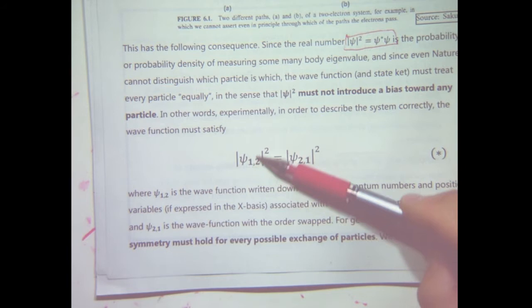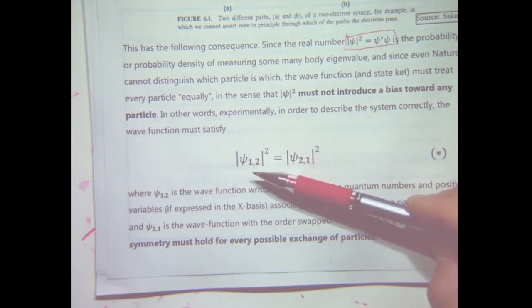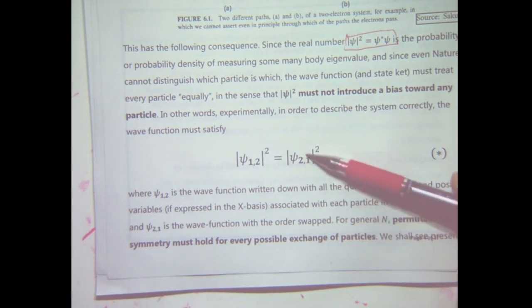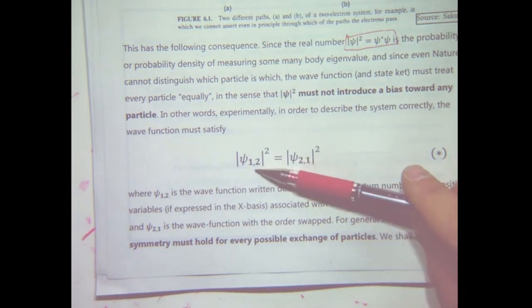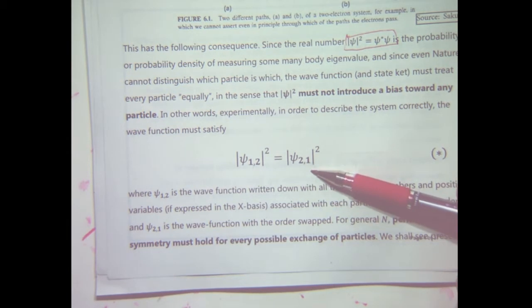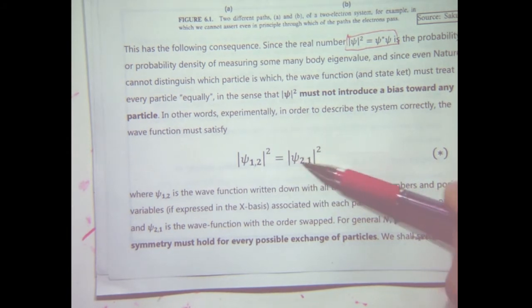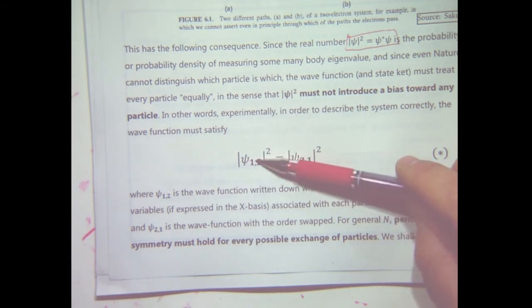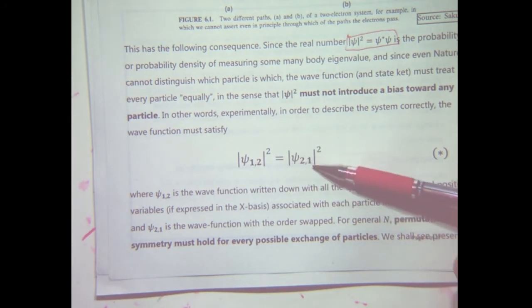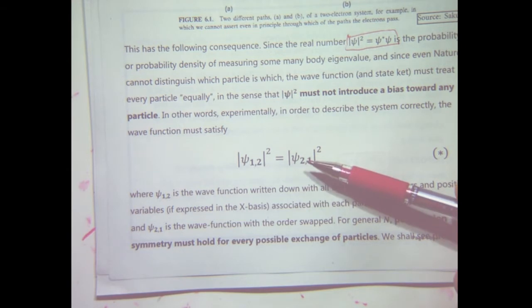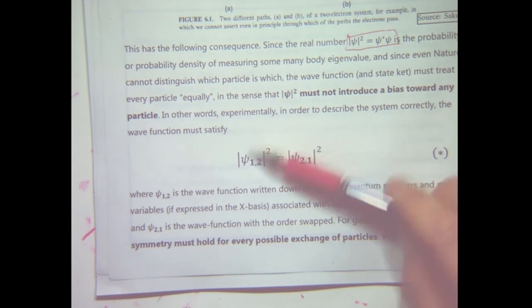If I swap the particles, if I rewrite the wave function with the particles exchanged, then the modulus squared of that has to equal the modulus squared of the original. So, to get to this wave function, you start with the wave function you write down initially. If you swap the pair of particles, then you've got to get exactly the same probability. If this is true, then the wave function hasn't introduced any bias. You cannot tell that the particles have been swapped just by looking at the modulus squared.